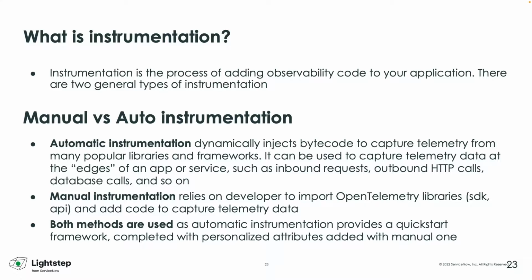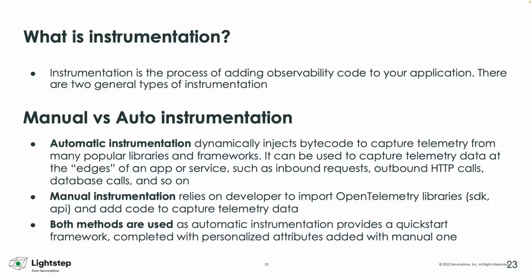The automatic instrumentation dynamically injects bytecode to capture all technical events and technical attributes from your application. It is mostly used to capture telemetry data in your application, such as all calls to different functions, HTTP calls, outbound calls, database calls using JDBC, for example.